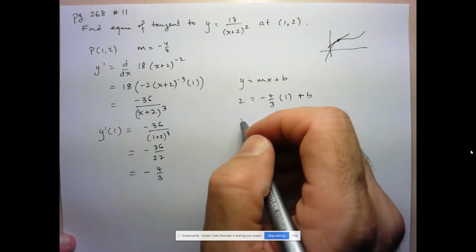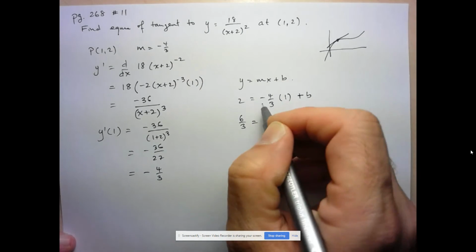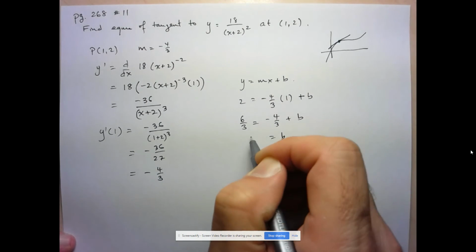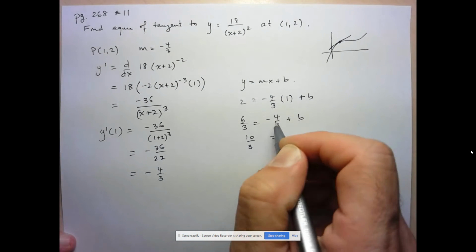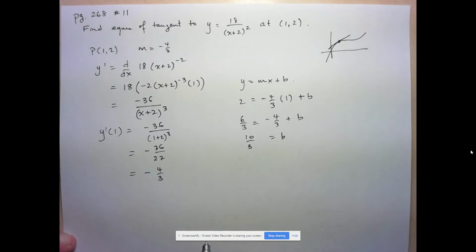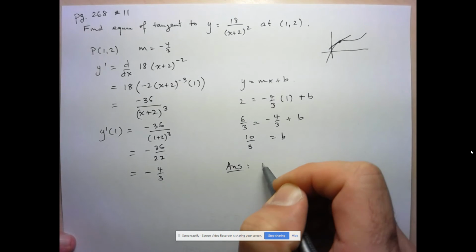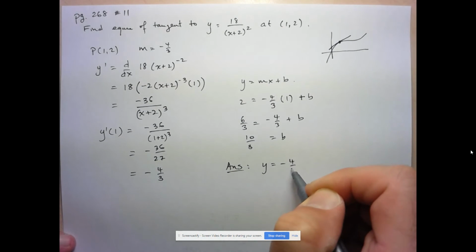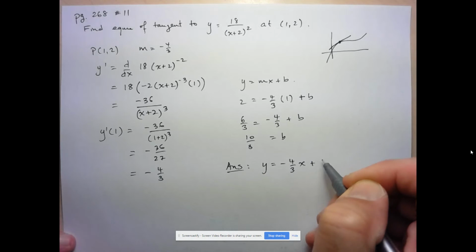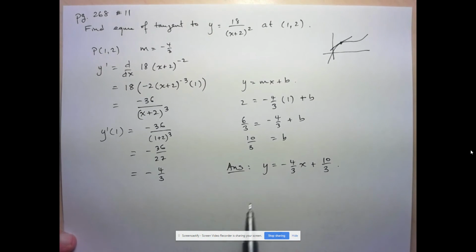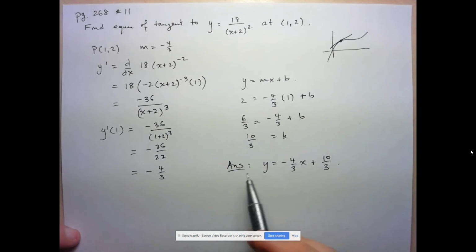So I'll change this to 6 over 3. So this is just going to be negative 4 over 3. And so b is just going to be 10 over 3, because I just bring that over and make it an addition. And so our final answer is just going to be y equals negative 4 over 3 x plus 10 over 3.